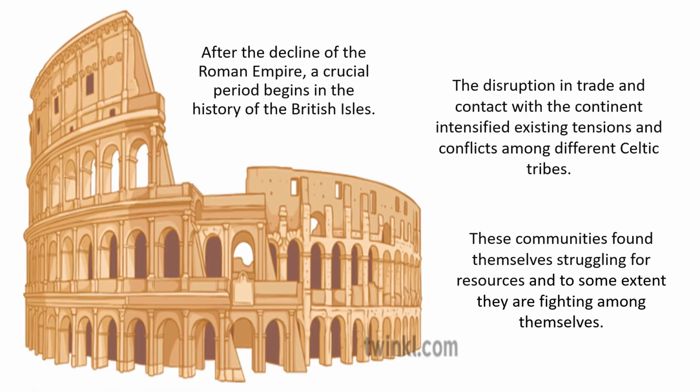So, what happens next? Well, in 449 AD, after the decline of the Roman Empire, a crucial period begins in the history of the British Isles. The Roman Empire, once a dominant force in Europe, had fallen, leading to significant disruptions in communication and trade between the British Isles and the continent. This disruption had profound consequences for the peoples inhabiting the region. During this period, various Celtic-speaking peoples populated the British Isles. With the decline of the Roman authority, these communities found themselves struggling for resources, and to some extent they are fighting among themselves.